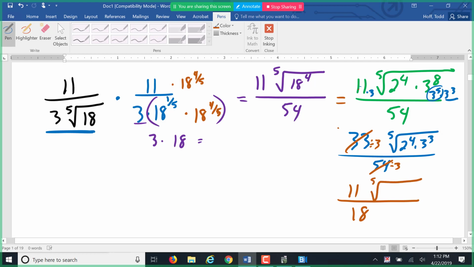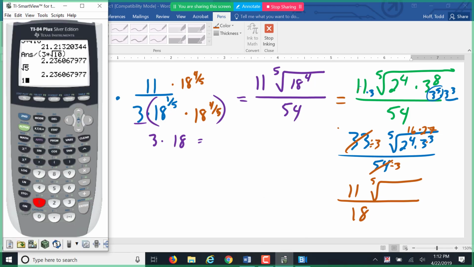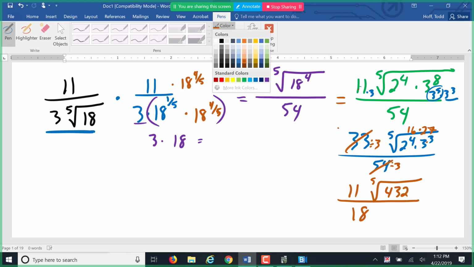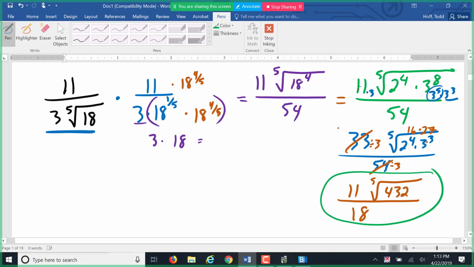On the inside here, 2 to the 4th is 16. 3 to the 3rd is 27. We do have to multiply out 16 times 27. 432. So this becomes 11 times the 5th root of 432 over 18. Yeah, I know, that's exhausting.